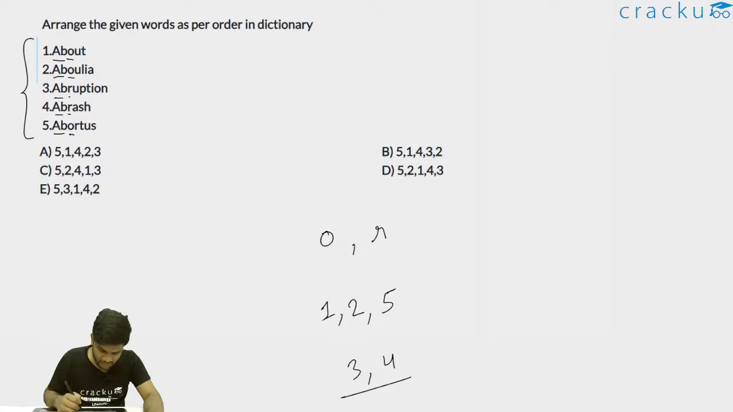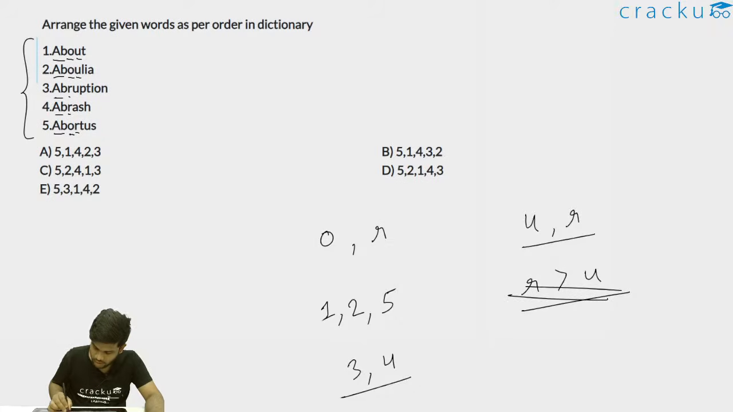So in 1, 5 and 2, after O we will go to the next letter. So 1 and 2 both have U, and here it is R. So when you look at it, U and R, you will find that R comes before U. Sorry, STU.